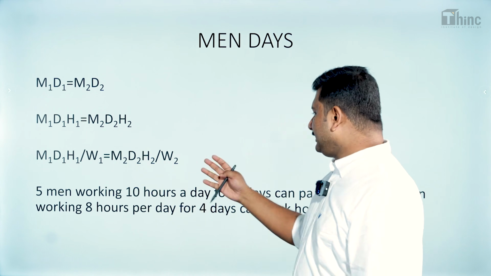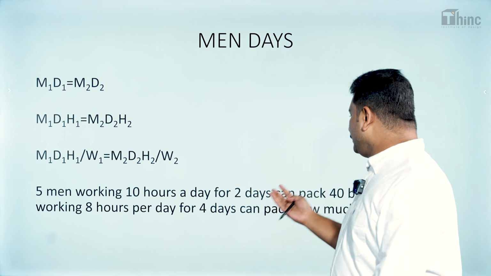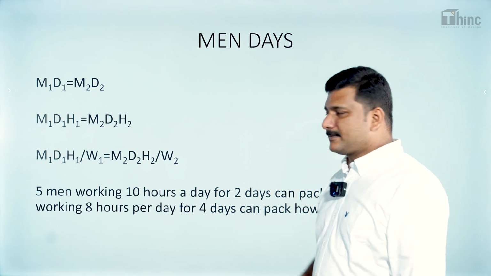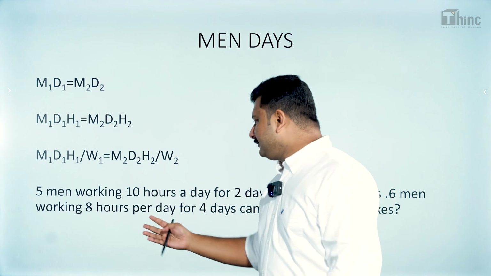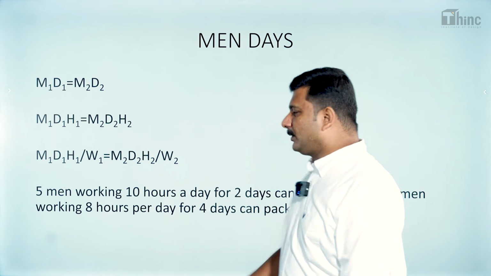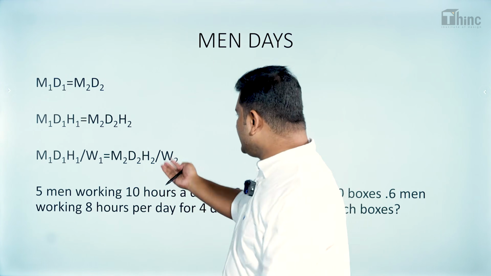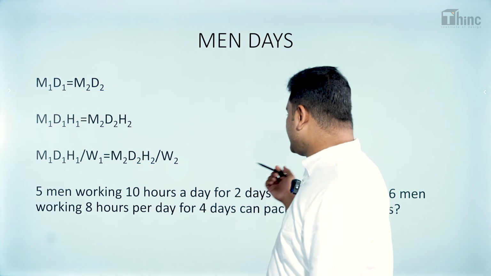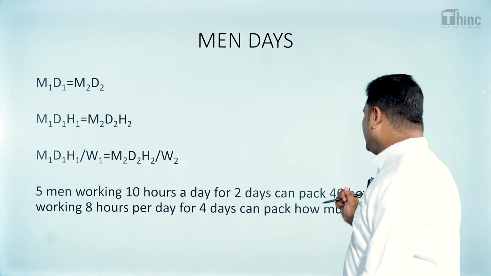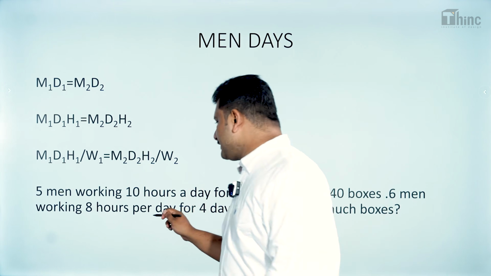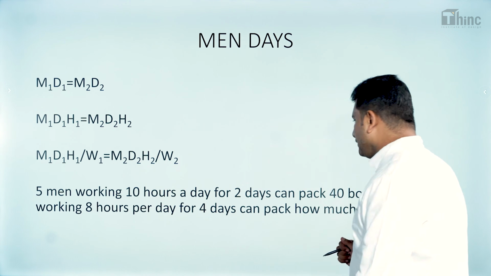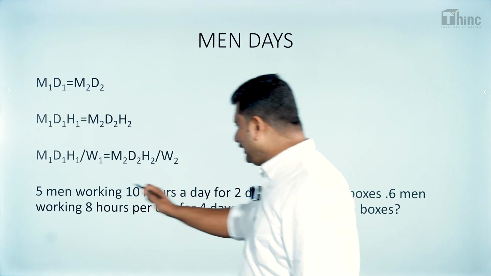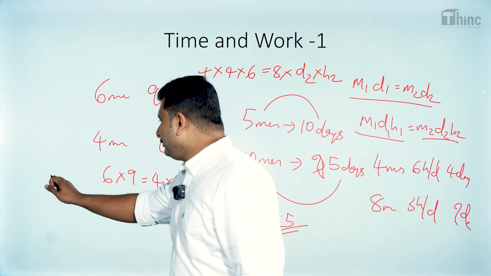So 5 men working 10 hours a day for 2 days can pack 40 boxes. 6 men working 8 hours per day for 4 days can pack how many boxes is the question. So what we need is the value of W2. We know the value of M1, so 5 men are working.